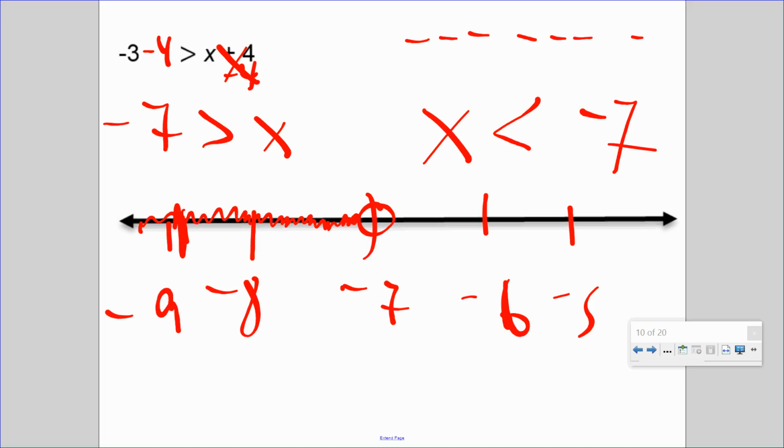So what we did is we solved algebraically for the variable, and then just like an equation, you solve it and then you graph it. If it has an equal sign, it's a closed dot. If it doesn't, it's an open dot. And then you shade either less or greater down here.